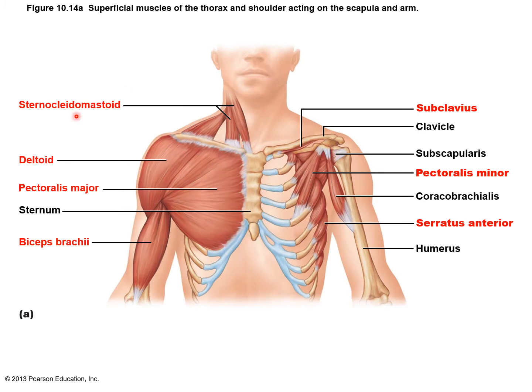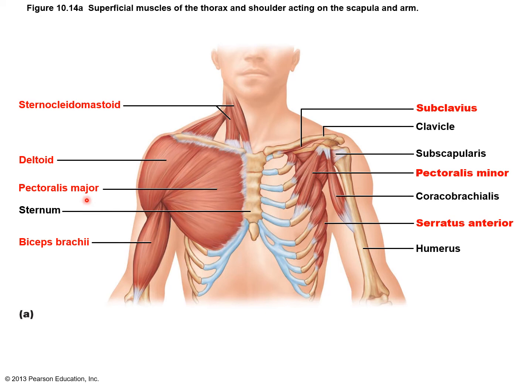The sternocleidomastoid. That muscle is involved in head flexion. Deltoid, which is this large muscle that makes up most of the shoulder. Since it has a multipennate arrangement, you can get multiple movements from this muscle depending on which groups you contract. So you can actually abduct the arm, you can flex the arm, bring the arm forward, or you can bring the arm back by using the deltoid.